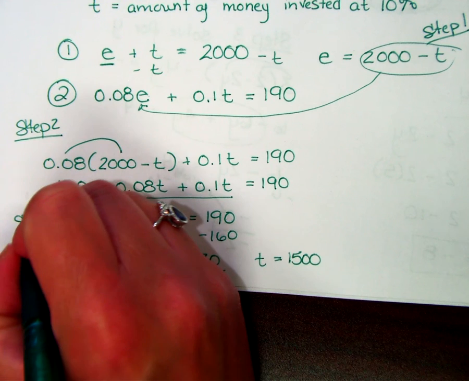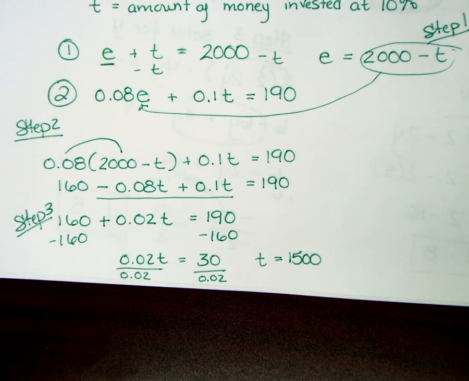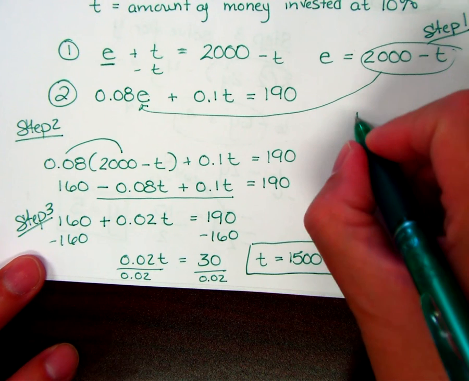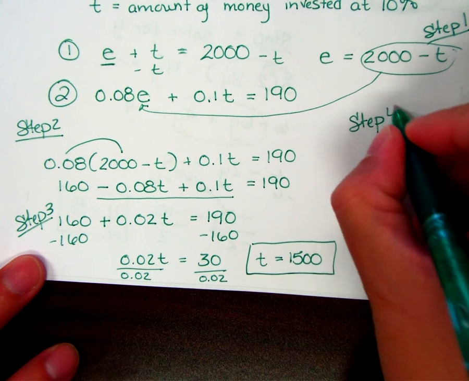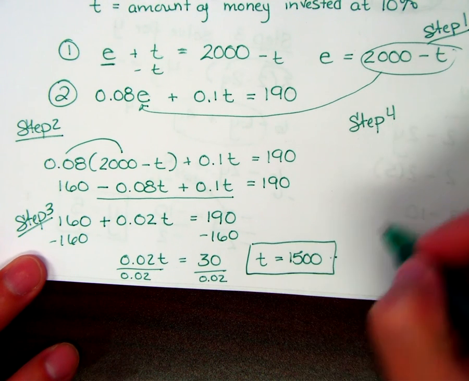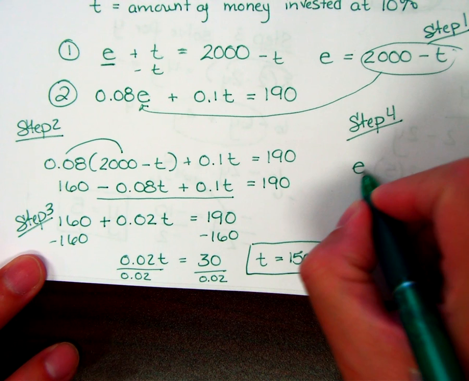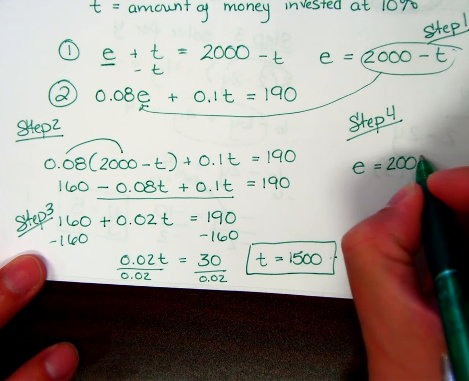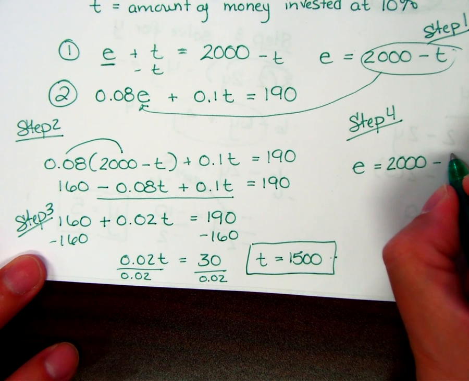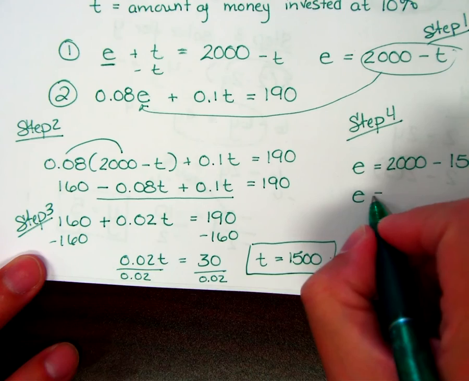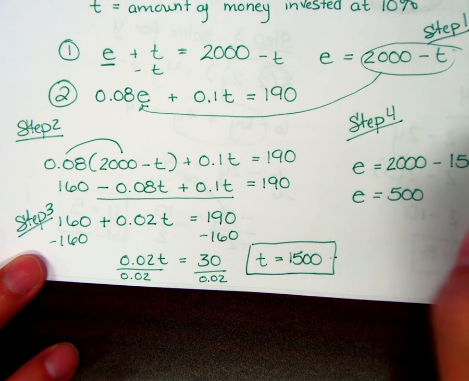This is step 3. I keep mixing step 2 and step 3 together. Step 3 is where we solve. So step 3 is getting it to this. And then step 4 is taking the information that we know and solving it back into that step 1 equation. So we're going to have E is equal to 2,000 minus T, which is 1,500. So E is equal to 500.